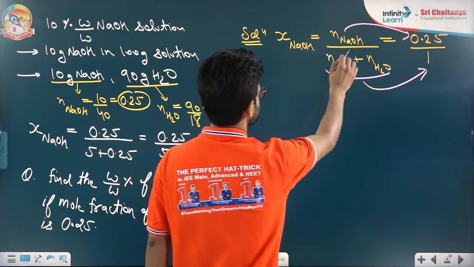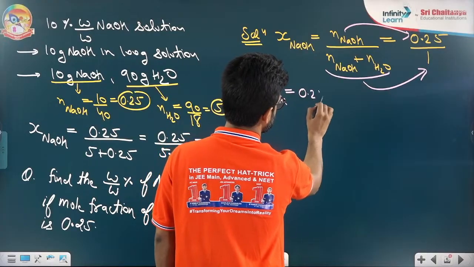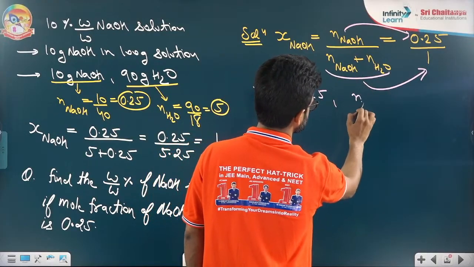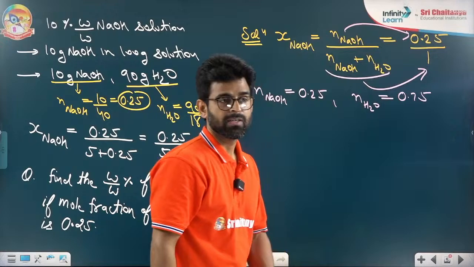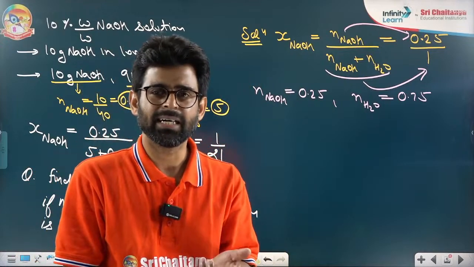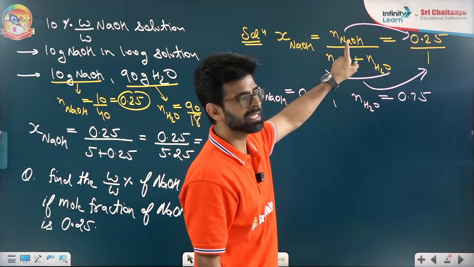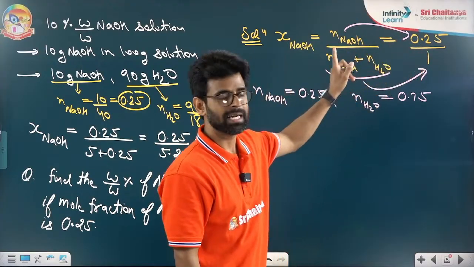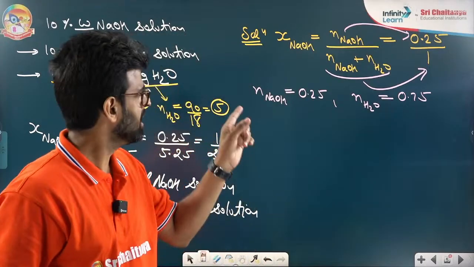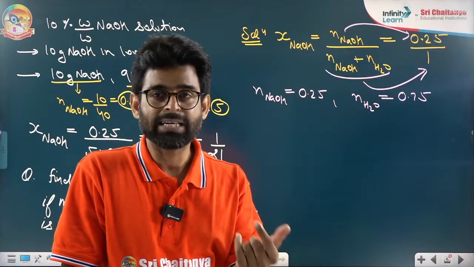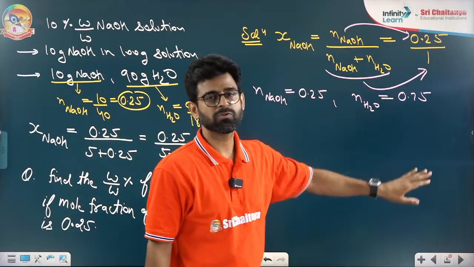So from here, moles of NaOH is 0.25. Total moles 1. So what is the moles of water? I can say it is 0.75. So from the mole fraction data, I get the idea. I put the formula equal to the given value. I am equating the numerators with each other, and I am equating the denominators. So 0.25 is the moles of NaOH which I am taking. So total moles become 1. Out of that, 0.75 is the moles of H2O.